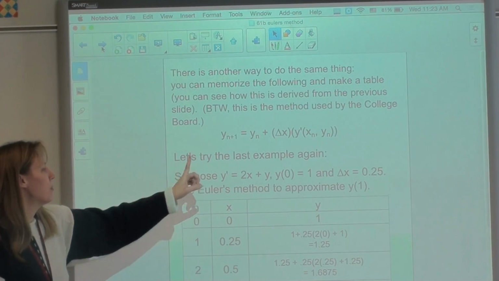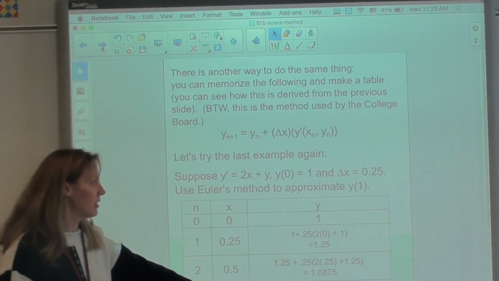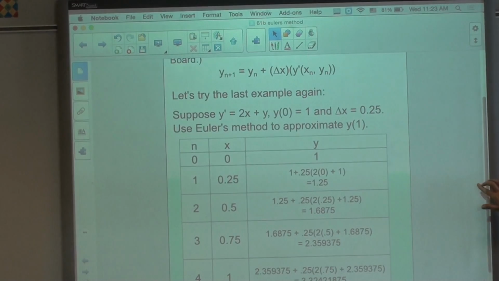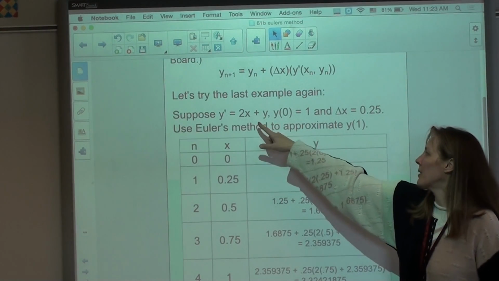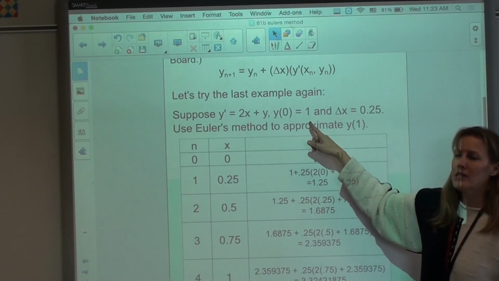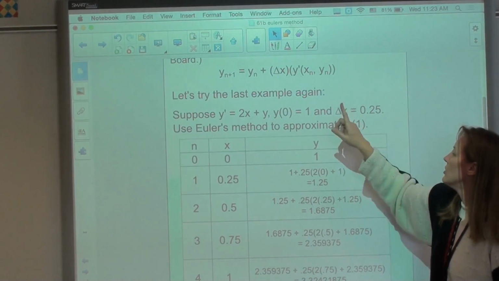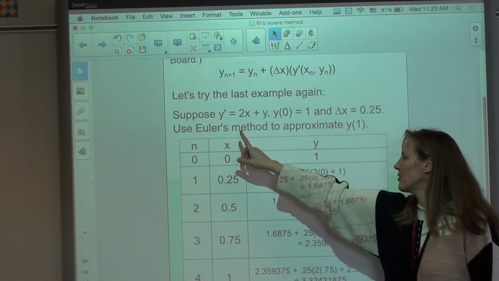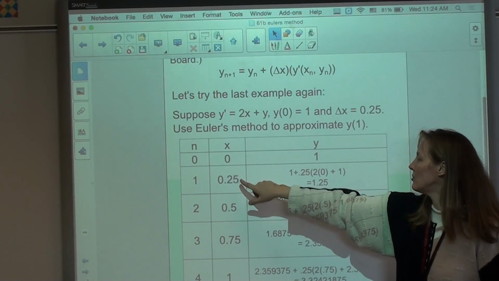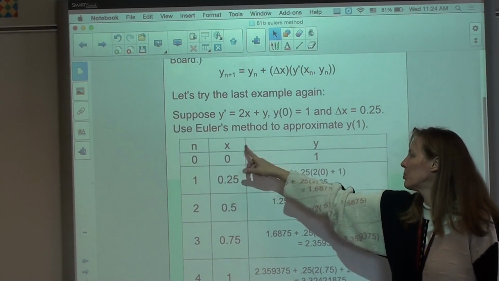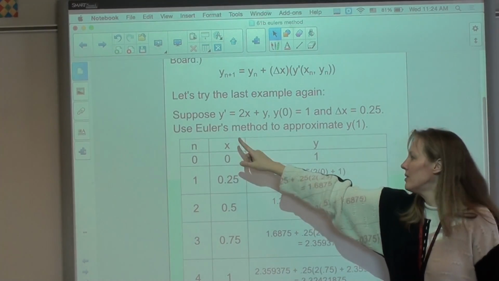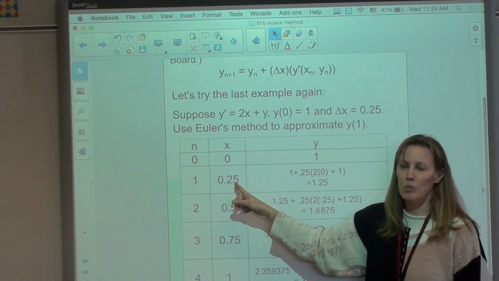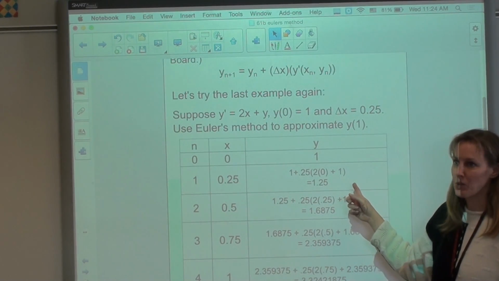So with our last problem, I just wrote it out how it would look if we used the formula to do that same problem. So we had, that was our y prime, that was our initial point, and that was our delta x. So here's our first iteration. Our first x value that we're going to use is the previous x, y. So this is like x sub n, y sub n, and then this would be your x sub n plus 1, and we're looking for y sub n plus 1.